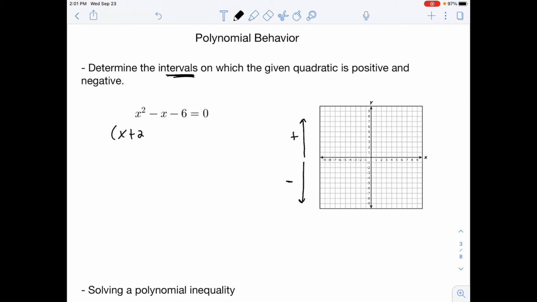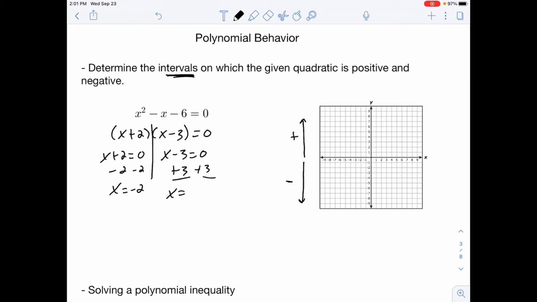It factors to x plus 2 times x minus 3. Of course, set that equal to 0. Any questions on factoring, you can go back to my factoring videos. Then we set those factors equal to 0 and solve. So we subtract 2, and you get x equals negative 2. And of course, we get x is equal to 3. So that means this quadratic will cross at negative 2, and it crosses at positive 3.